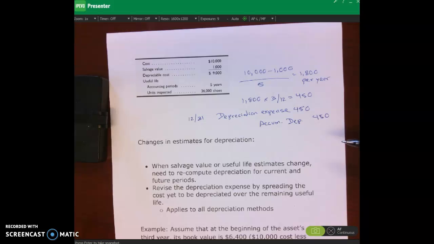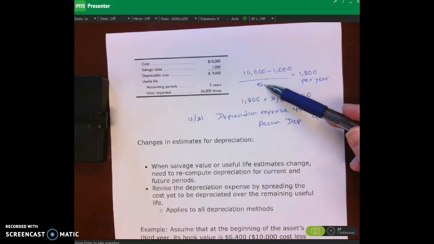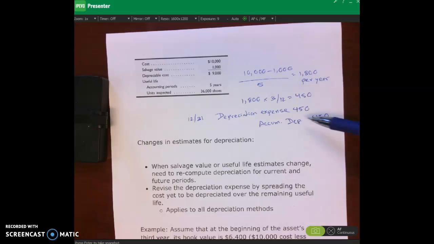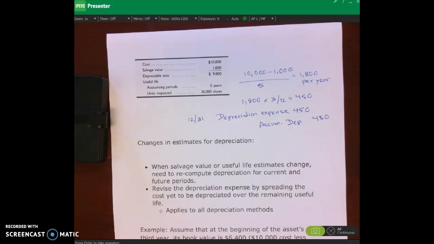All right? Or another way you could do this: 10,000 minus 1,000 divided by 60. Why 60? Because it's a total of 60 months, because it's 5 years. And then you could take that amount times 3 because of 3 months, and you get the same answer. Either which way, same answer, okay?